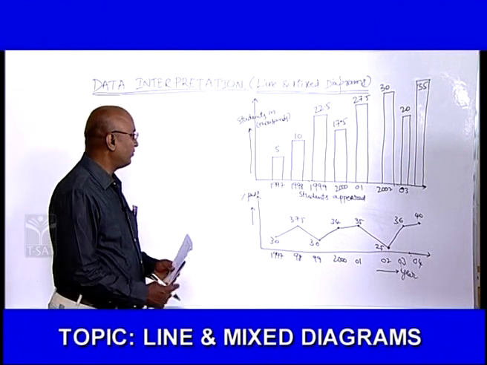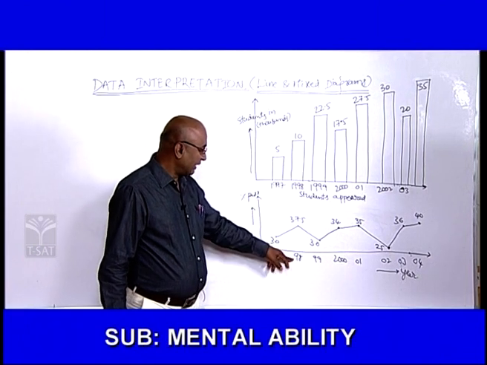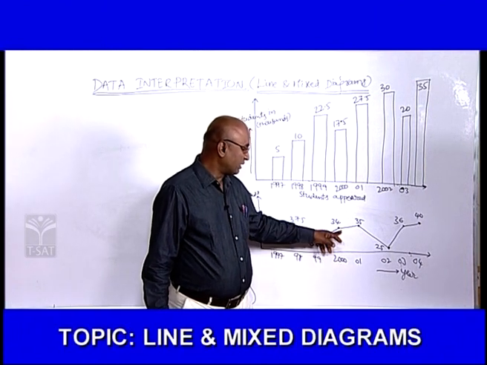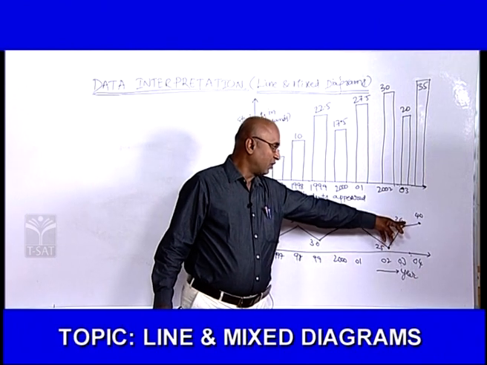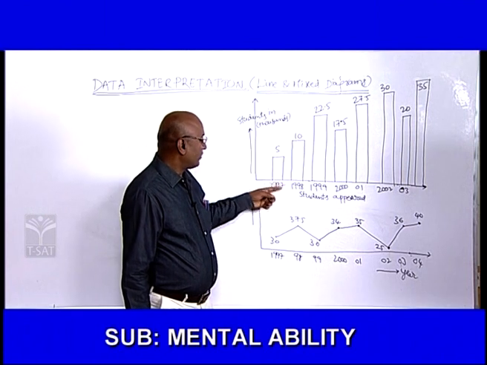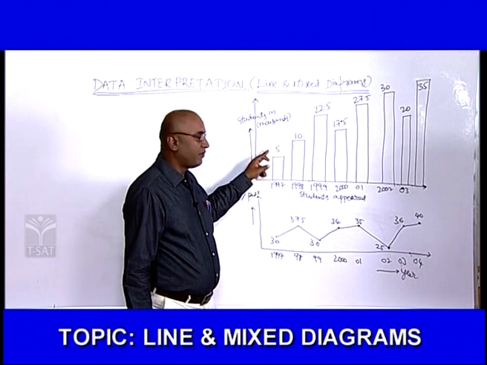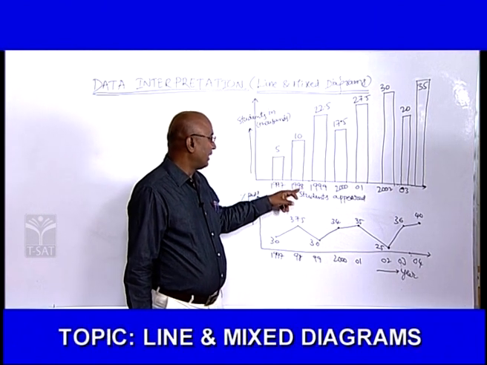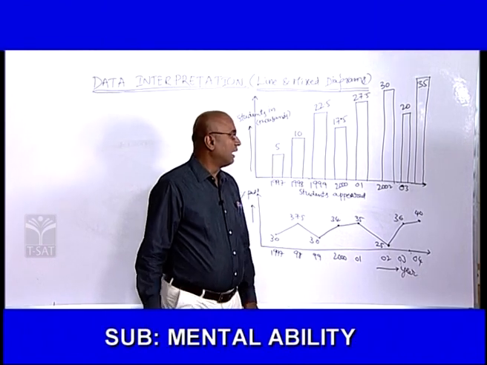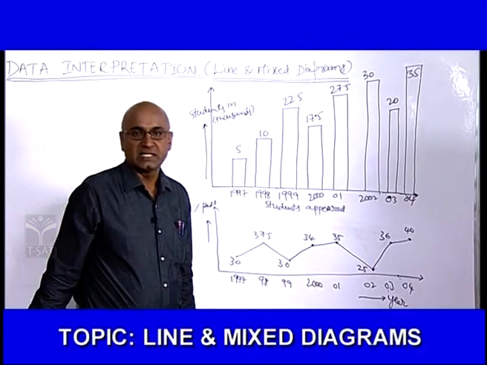First question, before that, the percentage of students passed in 1997 is 30, 98 37.5, 99 30%, 2000 34%, like that in the year 2004 it is 40%. Next, in the bar diagram, the students appeared is given in thousands. In the year 1997, 5,000 students appeared, and in 98 10,000, 99 22,500, and so on, and in the year 2004 it is 35,000 students appeared.